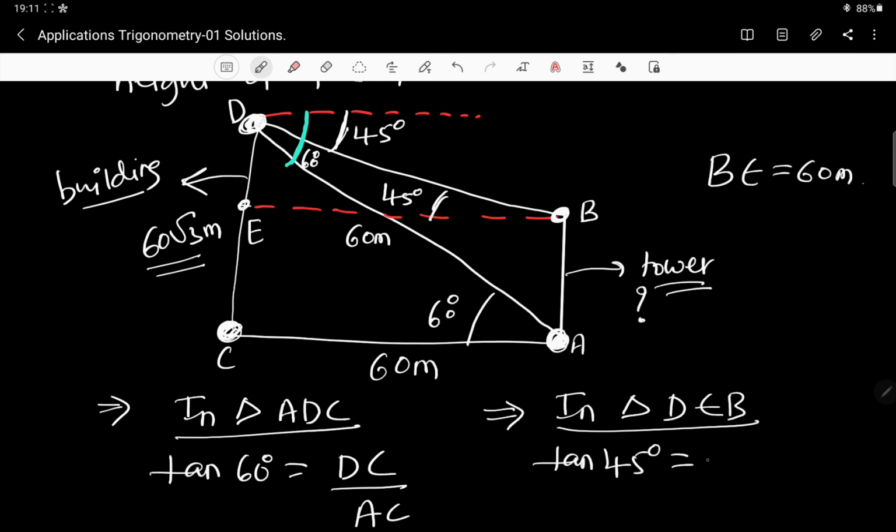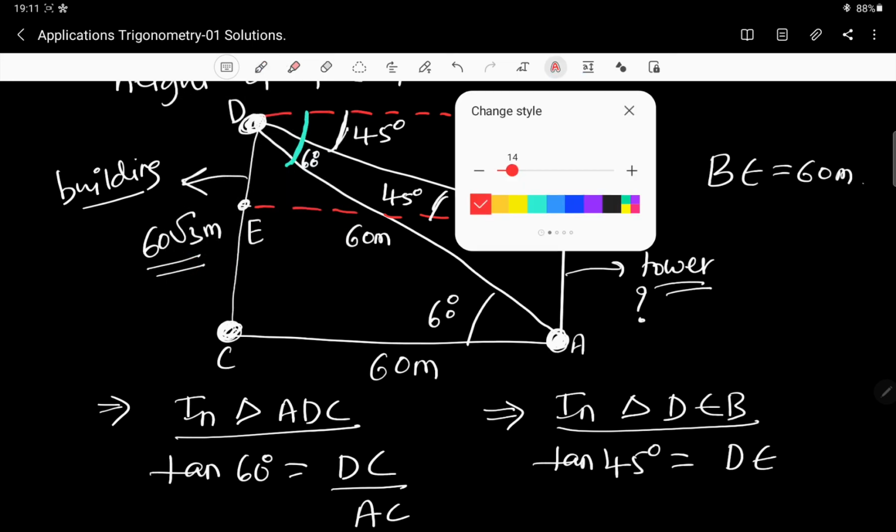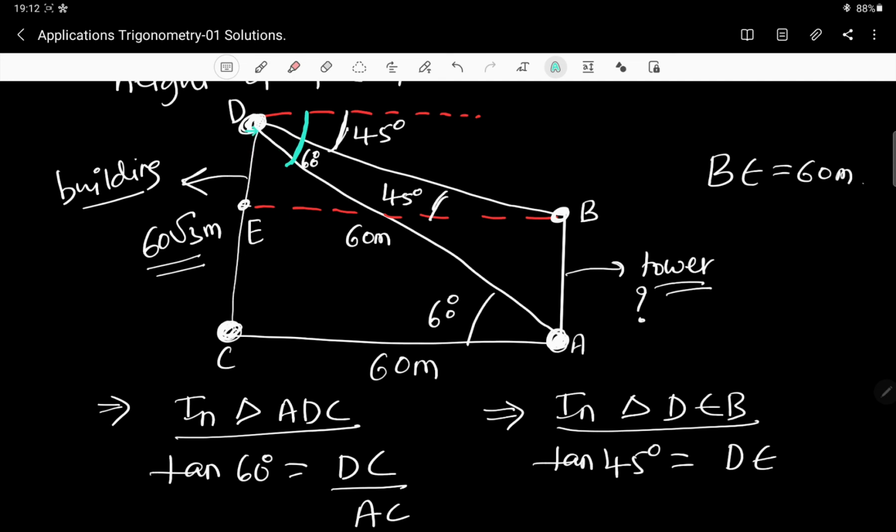All right, if you apply tan 45 degrees, what are you going to get? You are going to get DE over tan 45 degrees. Observe the triangle, whatever triangle I am showing right now. So what is that? DE.